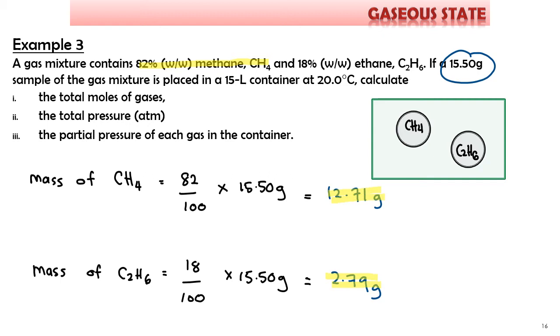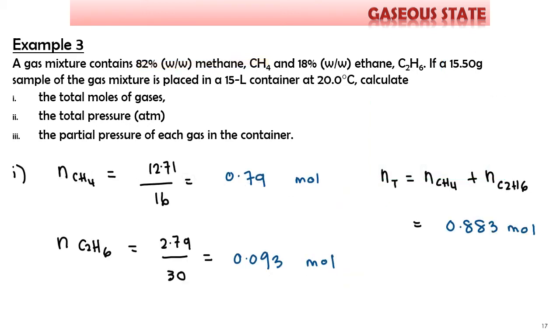So you already have the mass for each gases. From there you can find mole. So mole for CH4 is 0.79 mole, and then mole for C2H6 ethane gas is 0.093. Okay, so to find mole, mass over molar mass. So the mole total is equal to mole of CH4 plus mole of C2H6 equal to 0.883 mole.